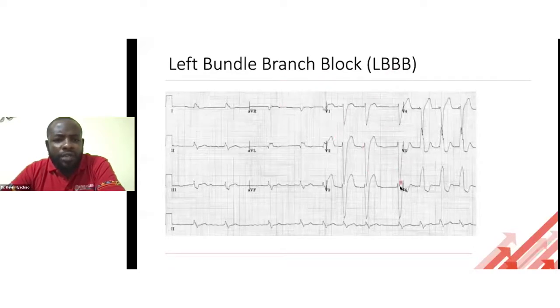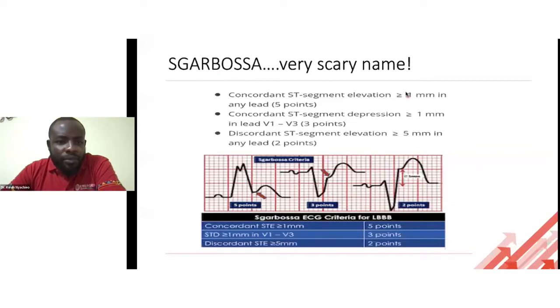dominant S wave in V1, the broad R waves in the lateral leads, the absence of Q waves. I think in lateral leads, there are no Q waves at all. So you have the criteria for a left bundle branch block. But do you want to know whether there could be a concomitant myocardial infarction? And this is where we have a very tough name, what we call the Gabosa criteria, which comes in here to be able to differentiate this LBBB from a myocardial infarction. Very scary name. It's Gabosa.